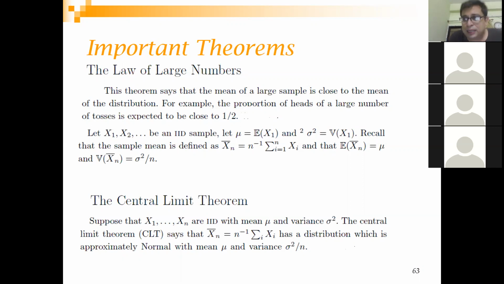So the law of large numbers says that if you have a sample of size 10 and a sample of size 100, the sample mean of 10 will have a tendency to be farther away from the population mean than the sample mean of sample size 100. So that is the law of large numbers. Is it clear?